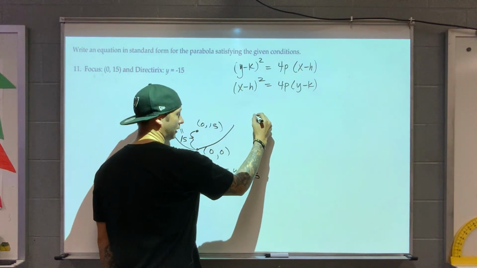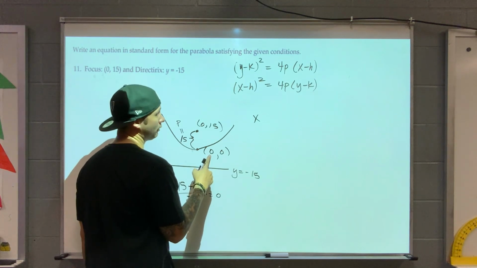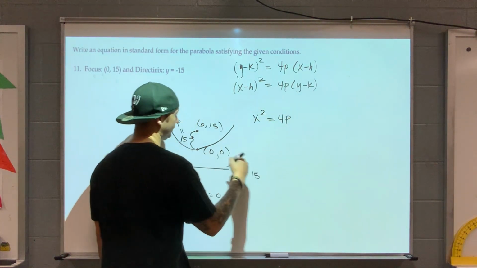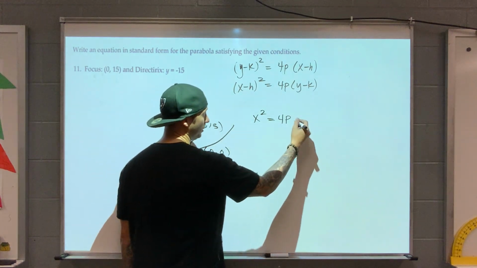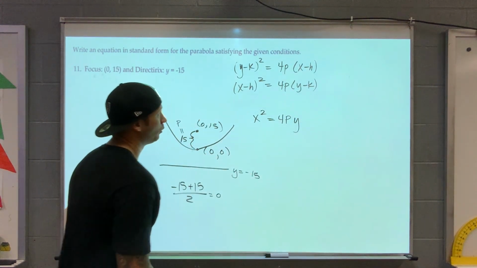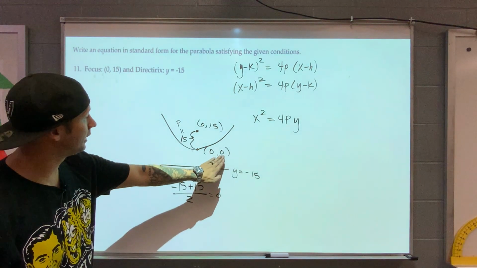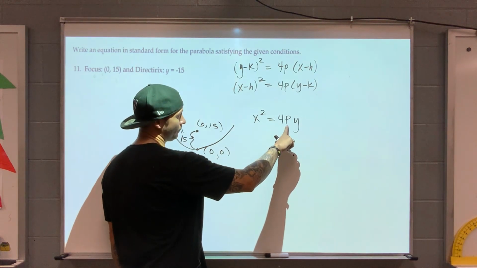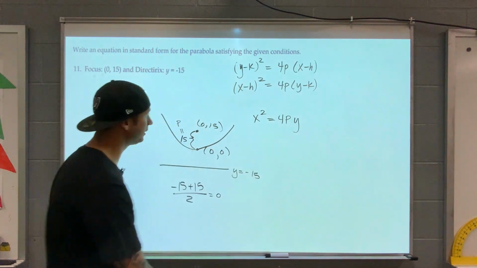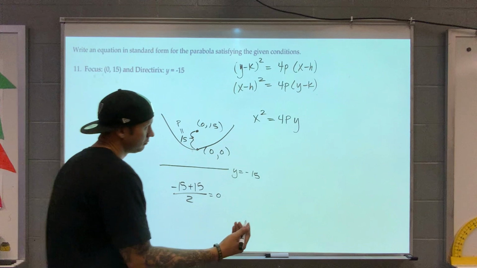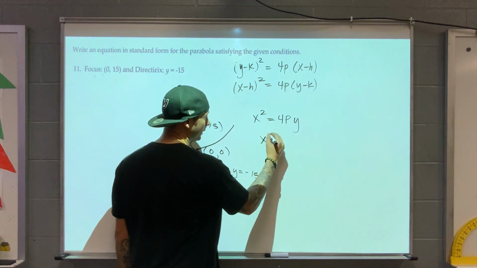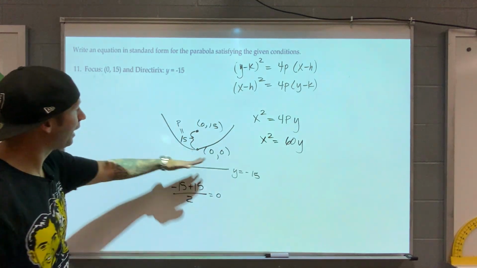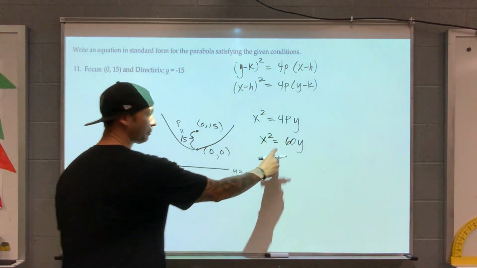So x minus h, 0, equals 4p. Well, in this case, it's going to be 15, but we'll get there. Y minus k. Again, k is 0. Okay, let's plug in 15 for p. So 4 times 15, 2 times 15 is 30. Double that would be 60. So x squared is equal to 60y. And it's positive, it opens up. So this is positive.